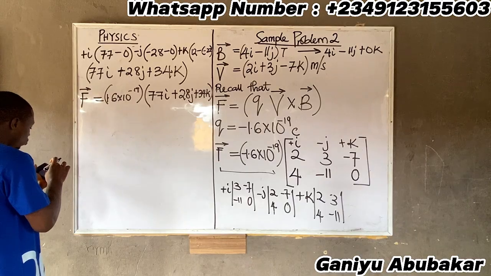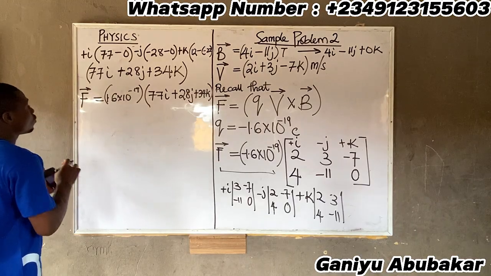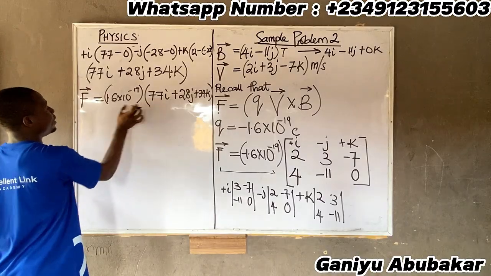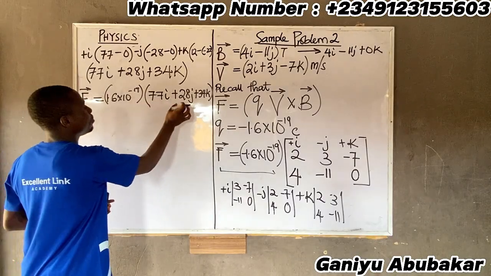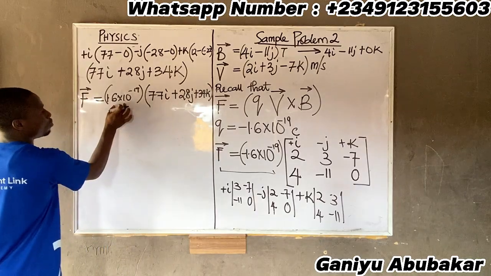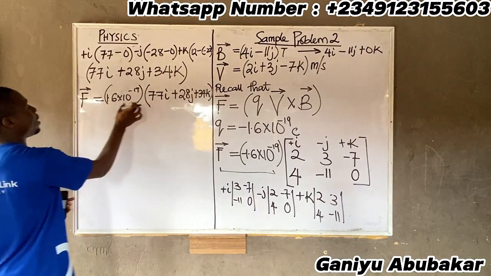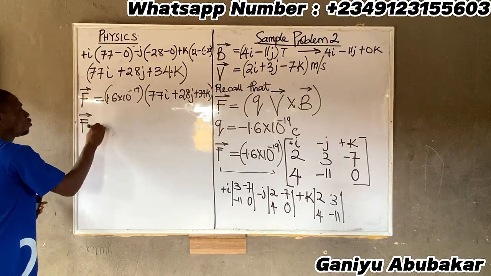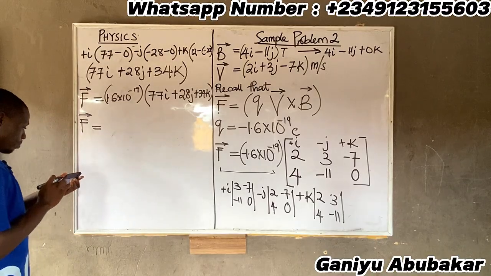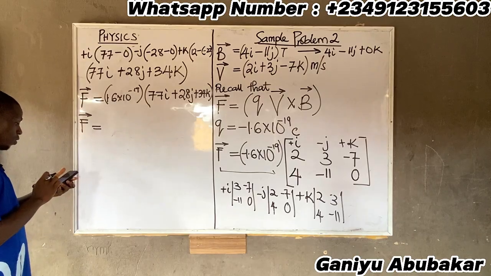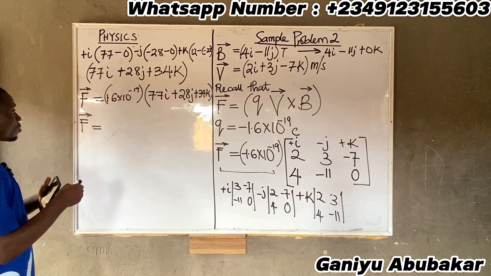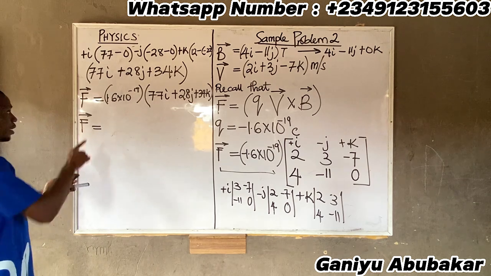To move on with this, obviously I'll multiply them together. So multiply 77 by this, and then this 28 by this value, and then 34 by this value. So it means that my F will be equal to, of course, coming to the calculator, I'm going to multiply 77 by this value.